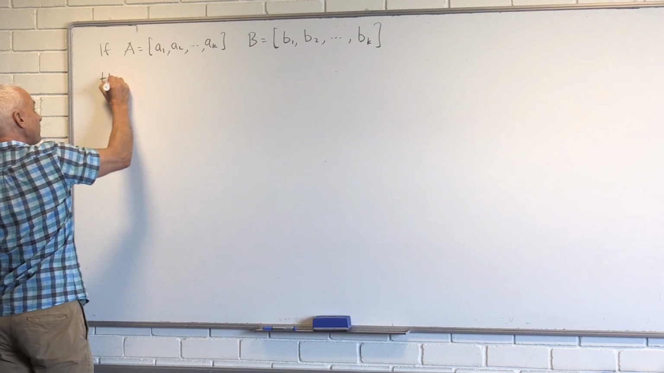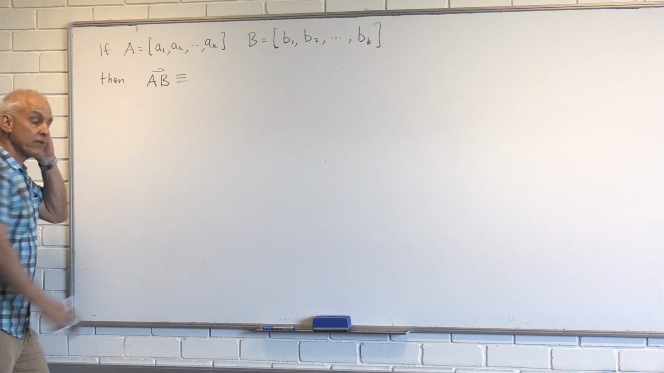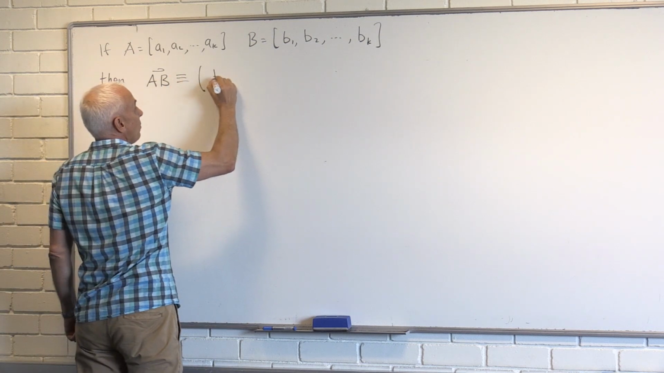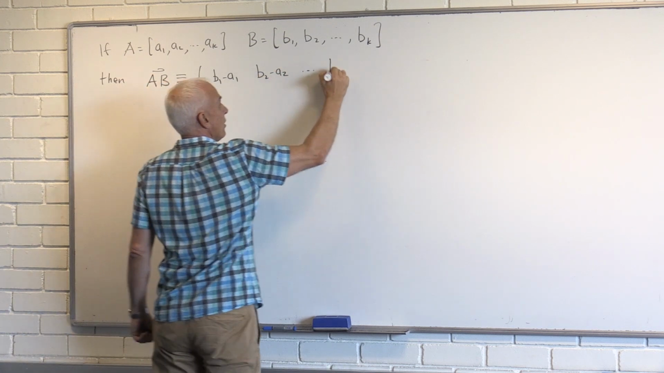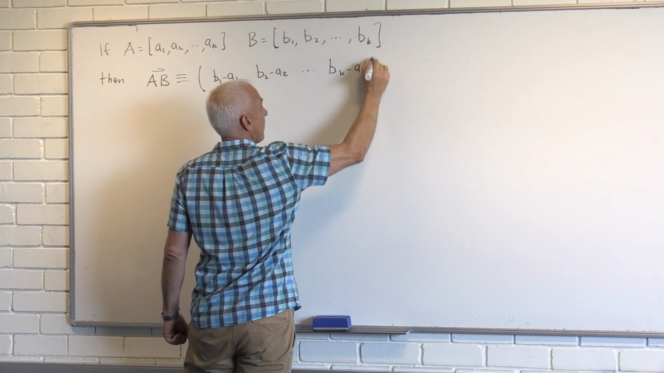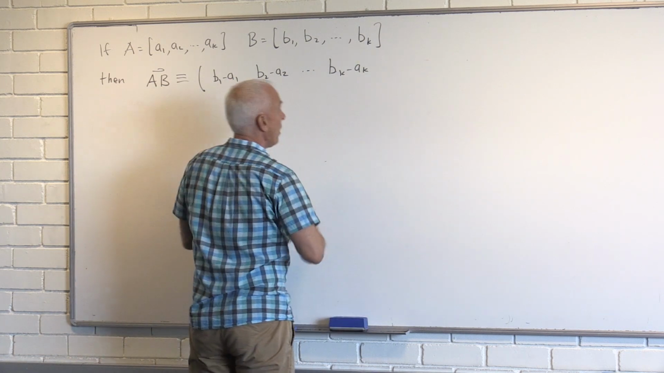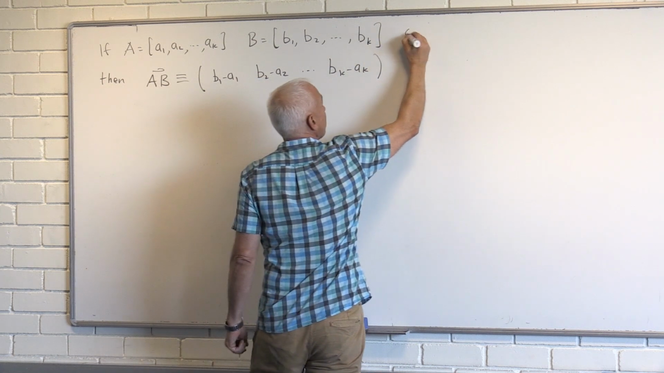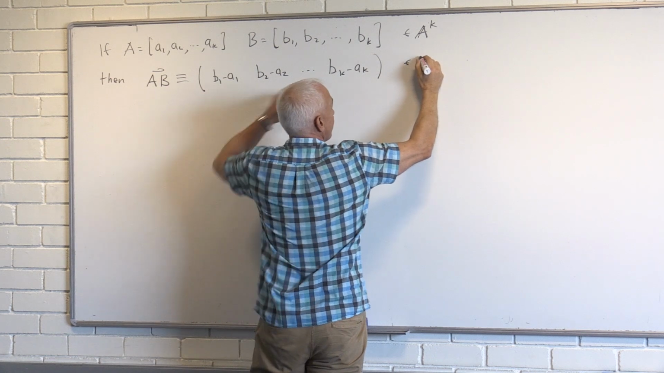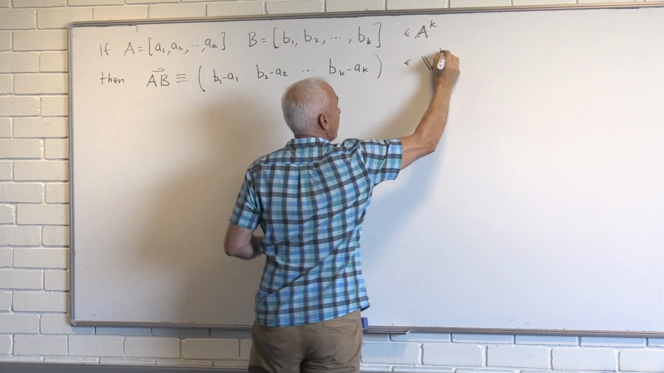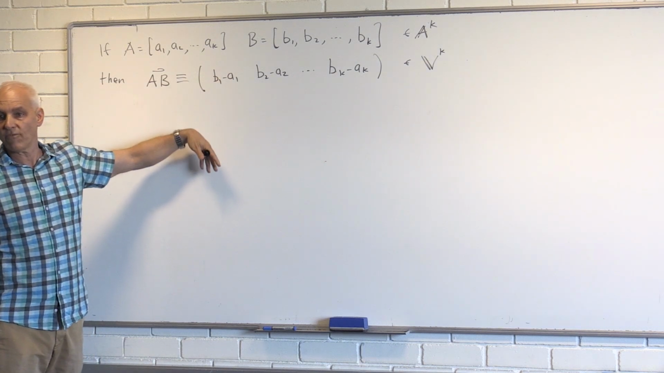Then we define AB to be the vector (B1 minus A1, B2 minus A2, dot, dot, BK minus AK). Round brackets, it's a vector. To be specific, these are in A super K, and these are actually row vectors, so they're V super K. Although I could have also declared this to be a column vector if I felt like it.